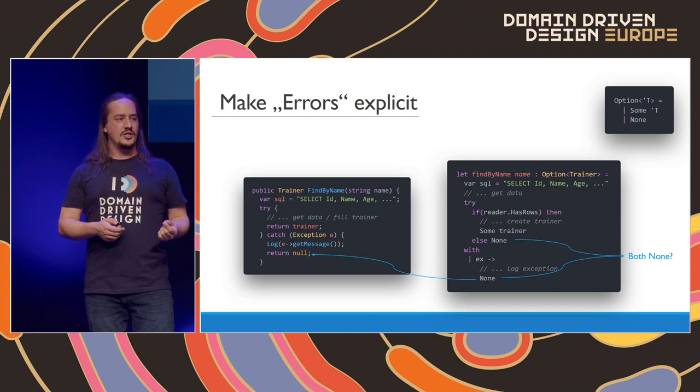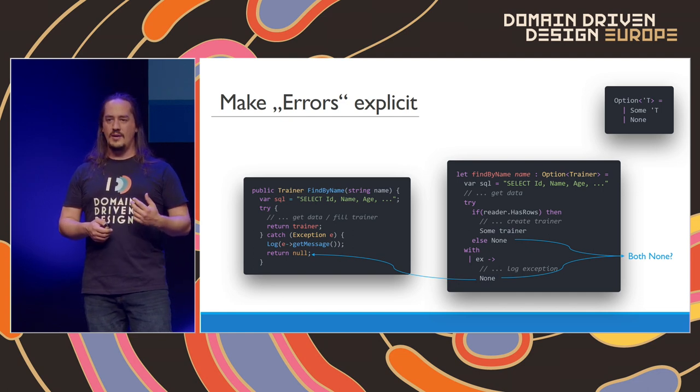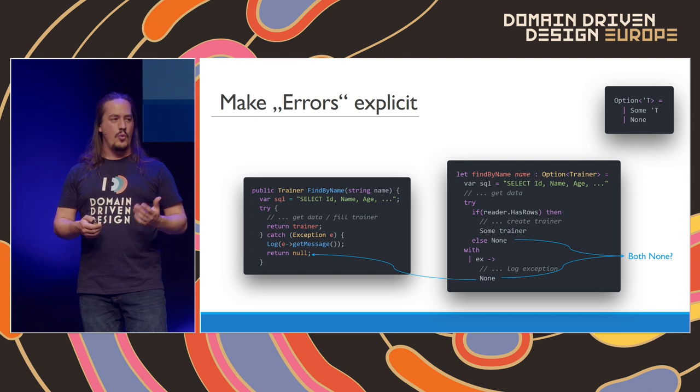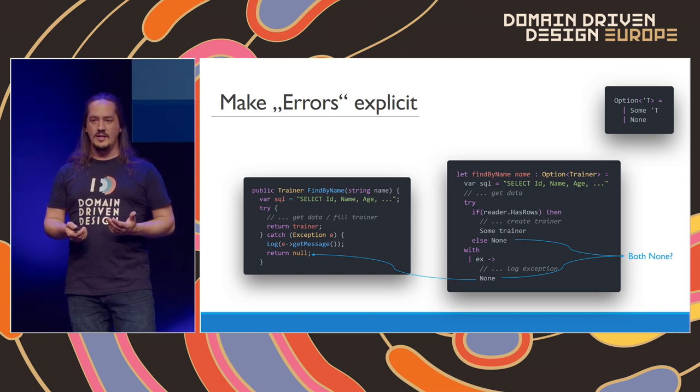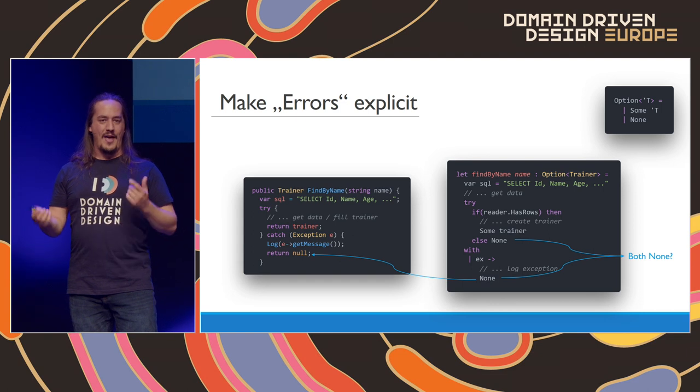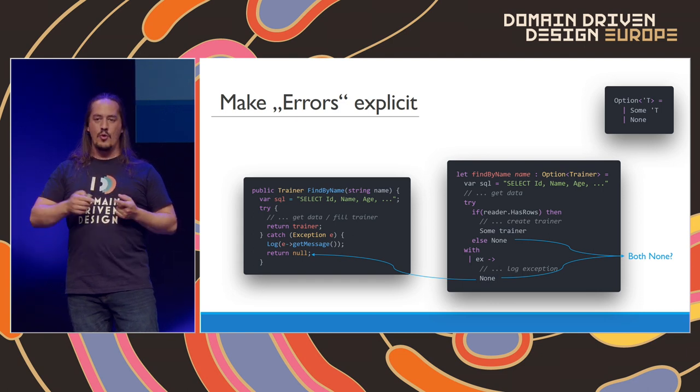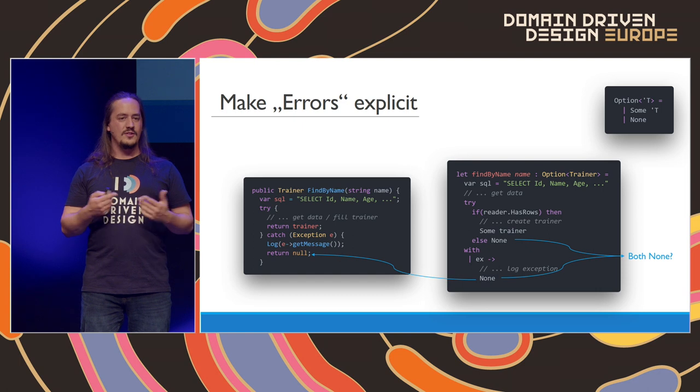So if I call this function and it gives me a none back, what happened? Did I get an error, or were there no trainers with that name in the database? We don't know. And that sucks. So let's be more explicit. Option means there is a value or not.